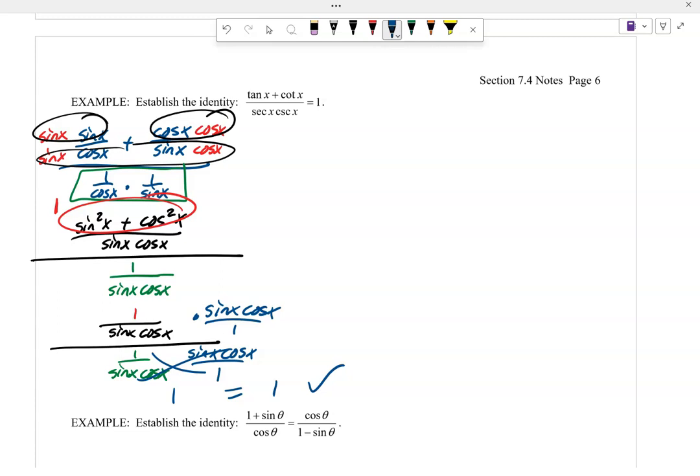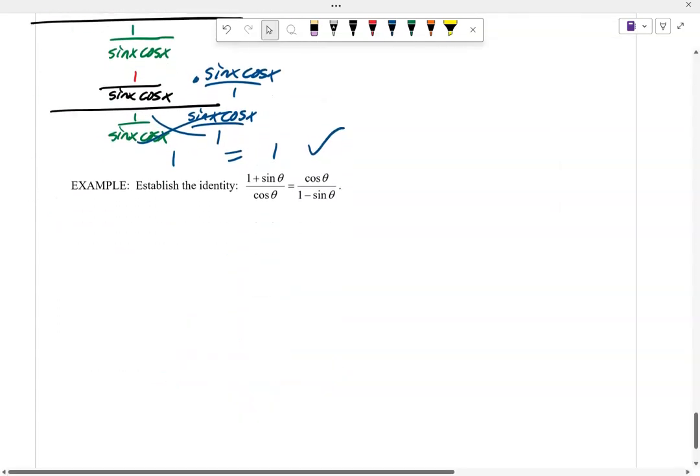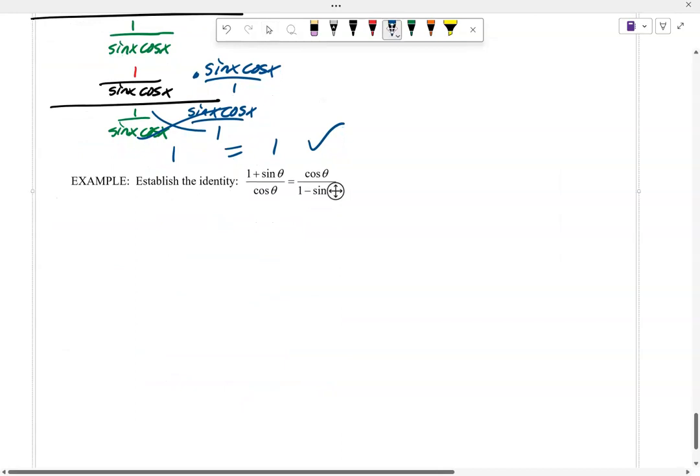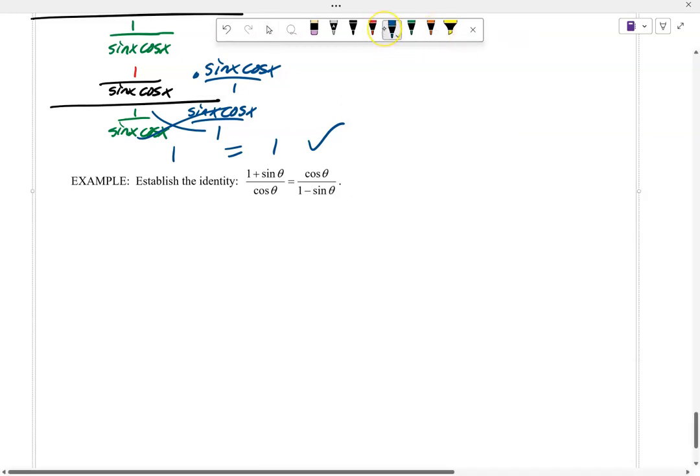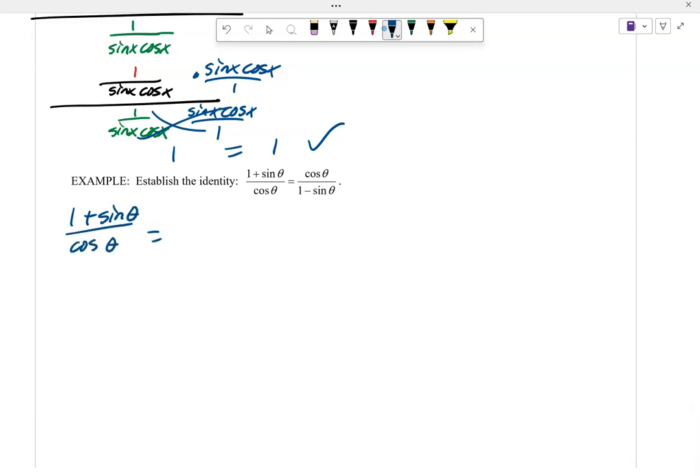All right, this last one, if you look at this last 1 plus sine over cosine, you could do either side on this, right? The question is, who's the more complicated side? Let's work with the right hand side, and we'll show you. You could work with either side on this, but let's work with the right hand side.